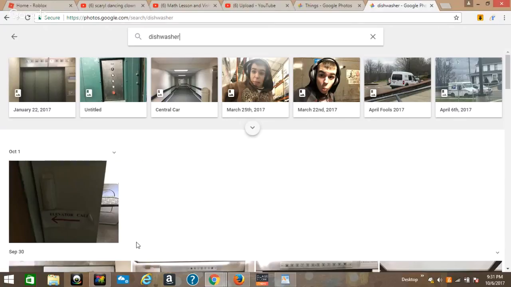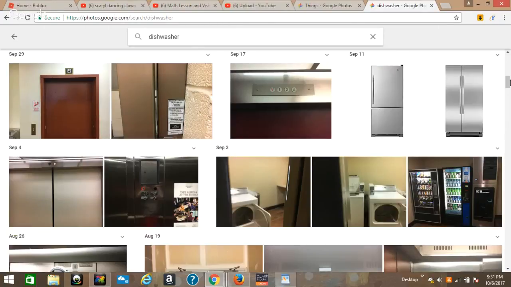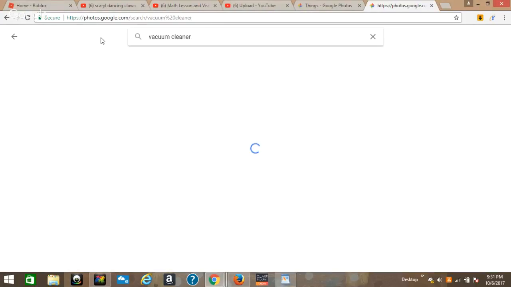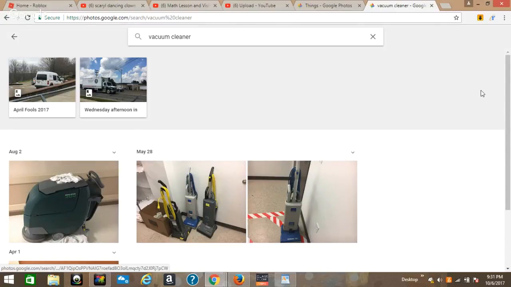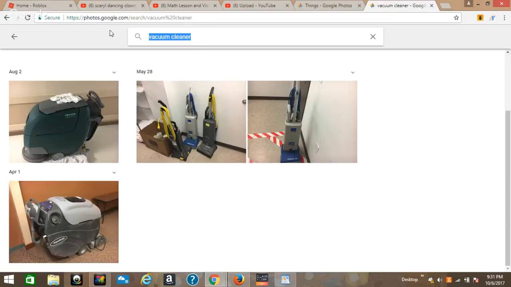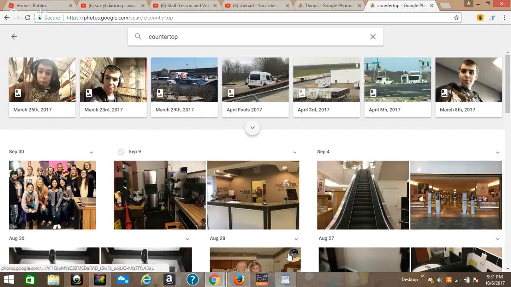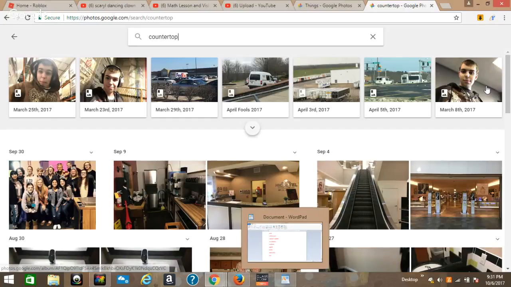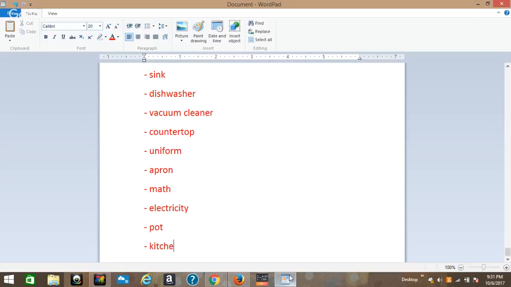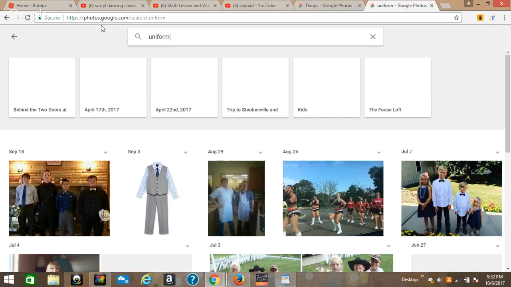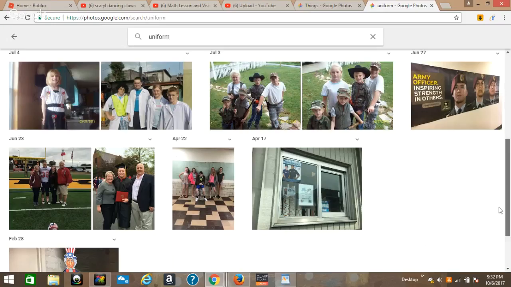That's not a dishwasher, that's an elevator. I don't think there is a picture of a dishwasher. A vacuum cleaner. Okay. You need a countertop. A kitchen. Uniform. The bachelor's degree. Uniform? No, a bachelor's degree.